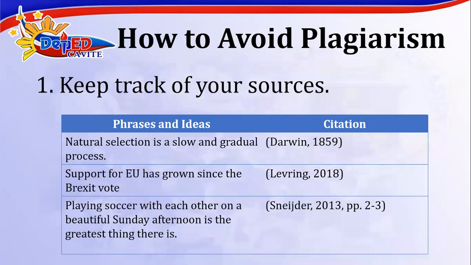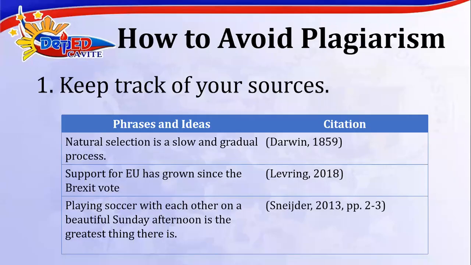Now, on how to avoid plagiarism, the first thing is keep track of your sources. So might as well use this table or this matrix when you do tracking of your sources. Kasi minsan nalilimutan natin kung saan natin nakukuha yung mga information or yung ideas natin for our literature review. So you better use or track your sources as early as possible. Nagbabasa ka na or kumukuha ka na ng mga ideas from different sources.